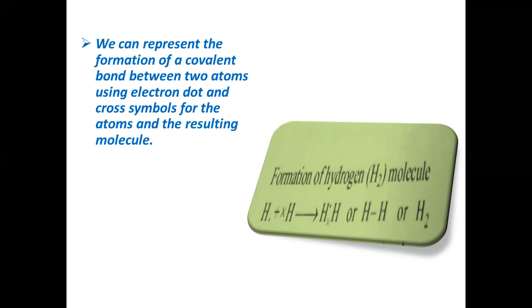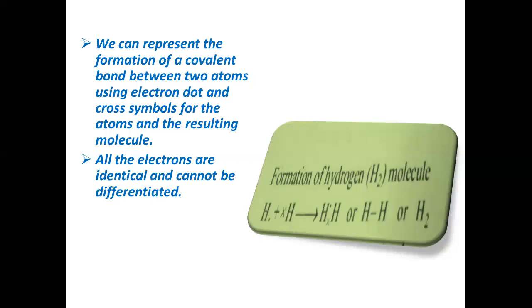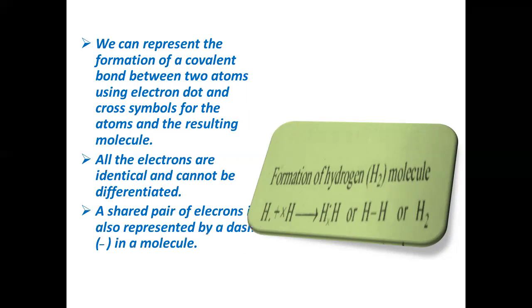You can see in this image all the electrons are identical and cannot be differentiated. A shared pair of electrons is also represented by a dash in a molecule. You can see between two hydrogen atoms there is a dash. This dash shows the covalent bond between the two hydrogen atoms. In the formation of hydrogen molecule, the electron of one hydrogen will be represented by a dot and that of the other hydrogen by a cross. So they will share electrons. You can see electron density is between the two atoms and then they will form a bond. The dash shows the covalent bond, or H2 formation will take place.